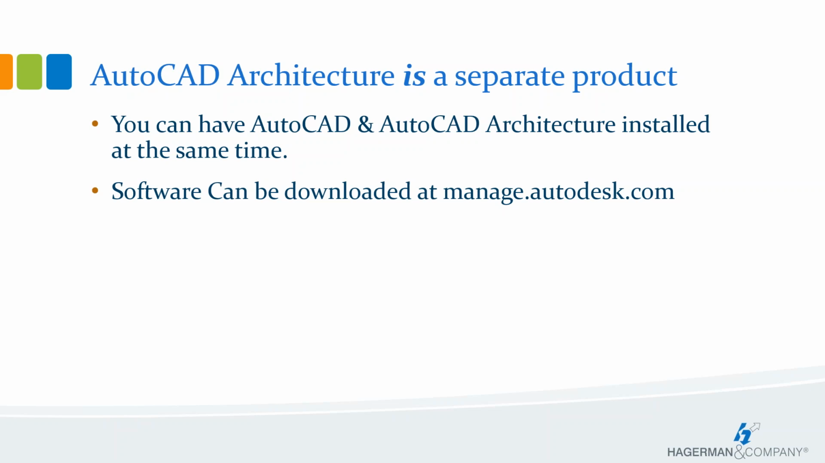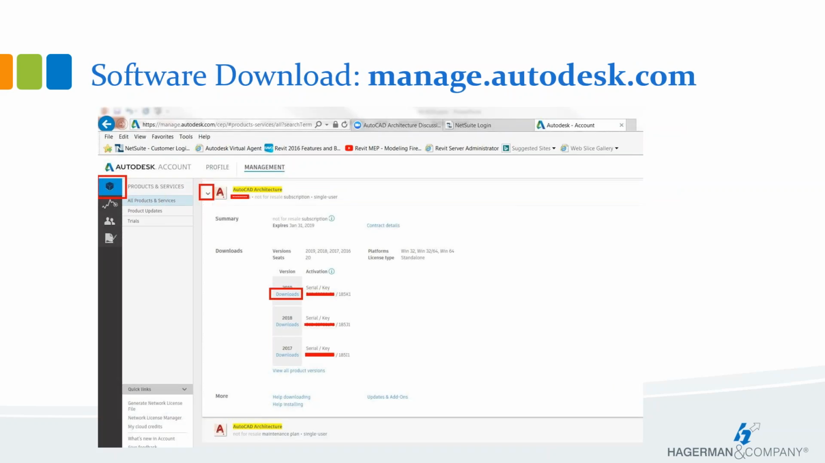If you are looking for AutoCAD Architecture, you can find your download at manage.autodesk.com. So hopefully this looks familiar to everyone, but this is where you can download your software. I clicked on the Products and Services tab, then the down arrow next to AutoCAD Architecture. Then you can select the version you would like to download. Notice again the URL, manage.autodesk.com, and I included that for your reference again at the top of the slide.